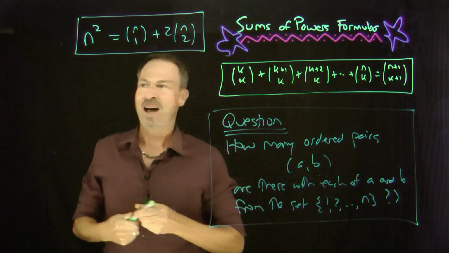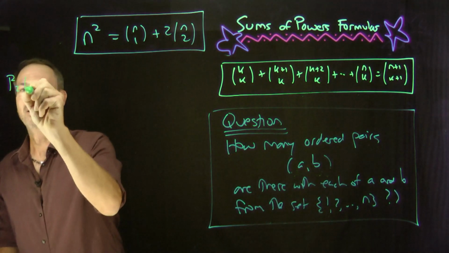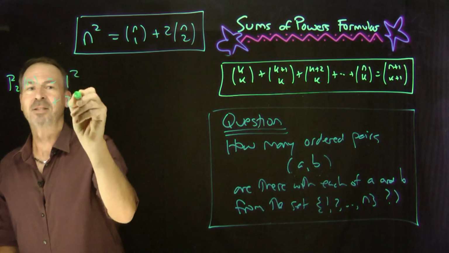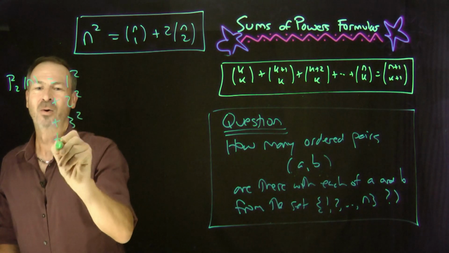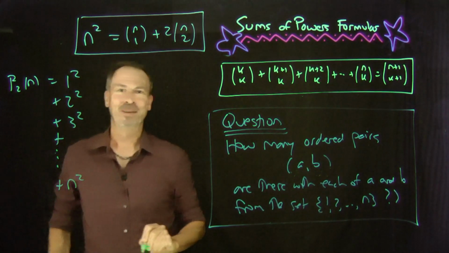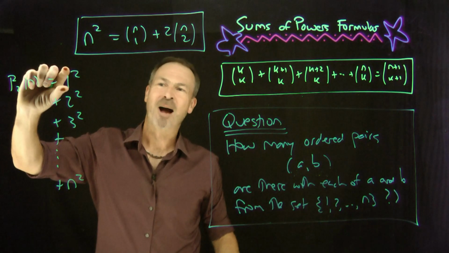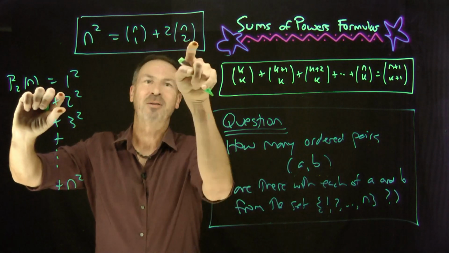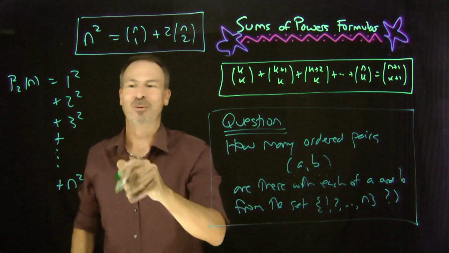What I really want is not just n squared, I want the sum of all these square numbers. After all, P2 of n would be 1 squared plus 2 squared plus 3 squared, all the way down to plus n squared. So what I'm going to do now is rewrite 1 squared using this formula, 2 squared using this formula, 3 squared using this formula, and so on.